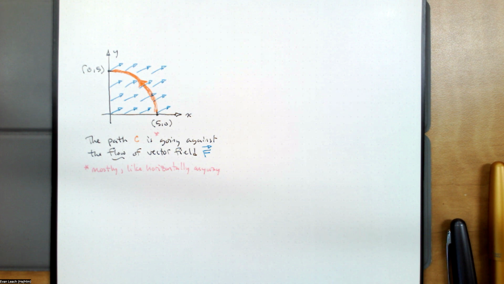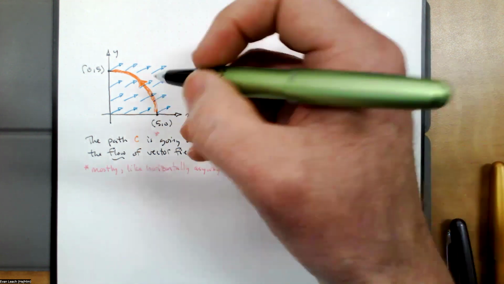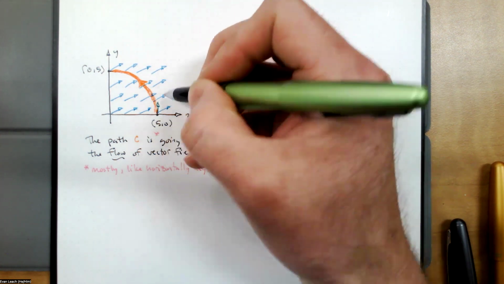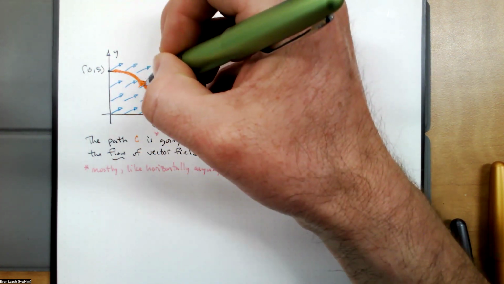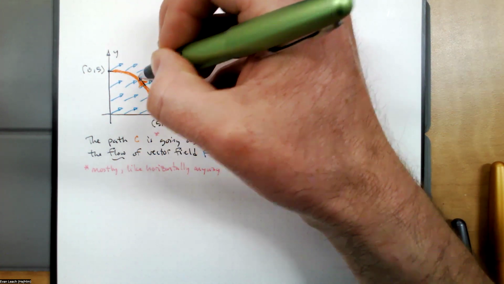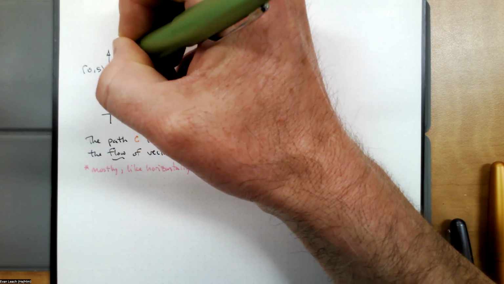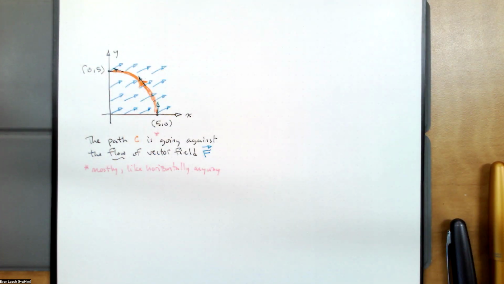We draw little vectors, little tangents along our curve. At least horizontally, we can see that this path is trying to go against the flow of the vector field.